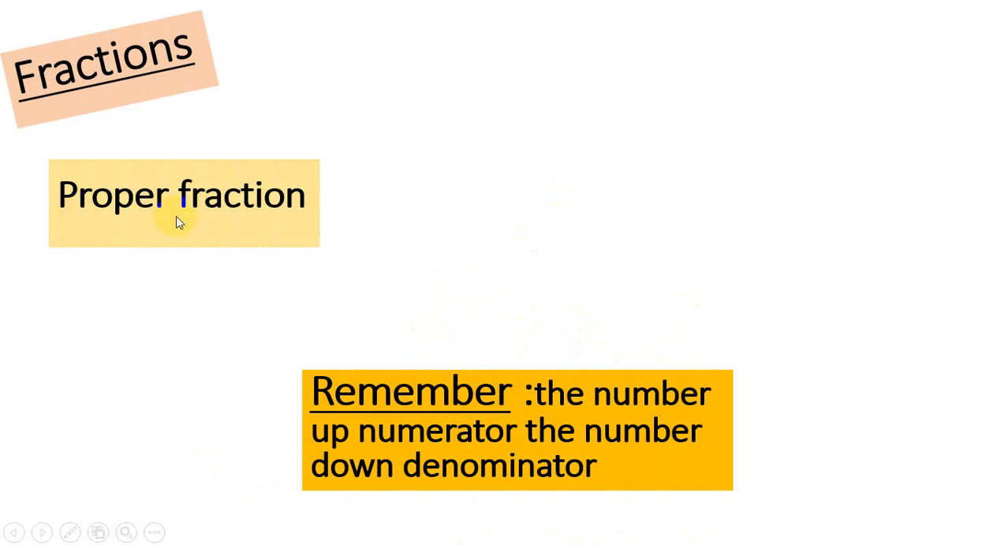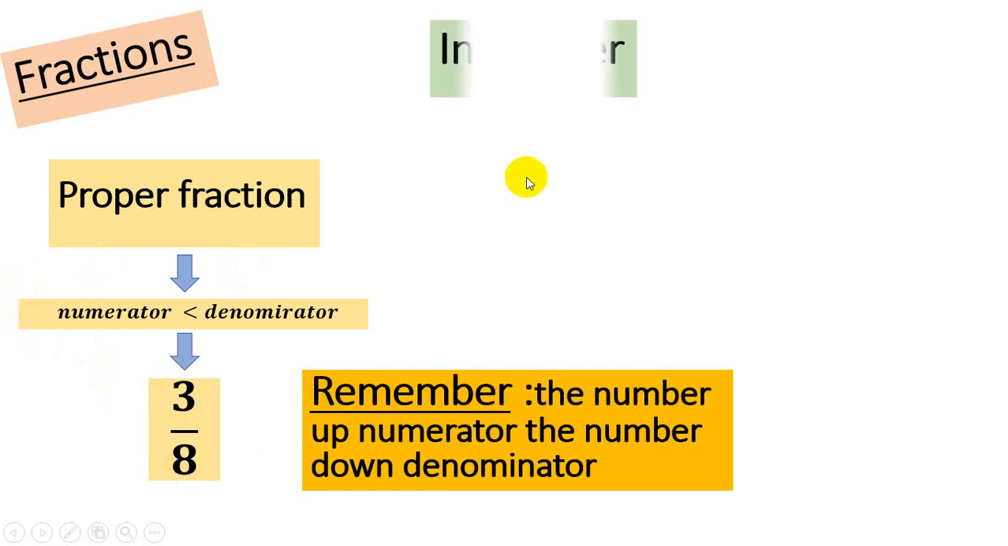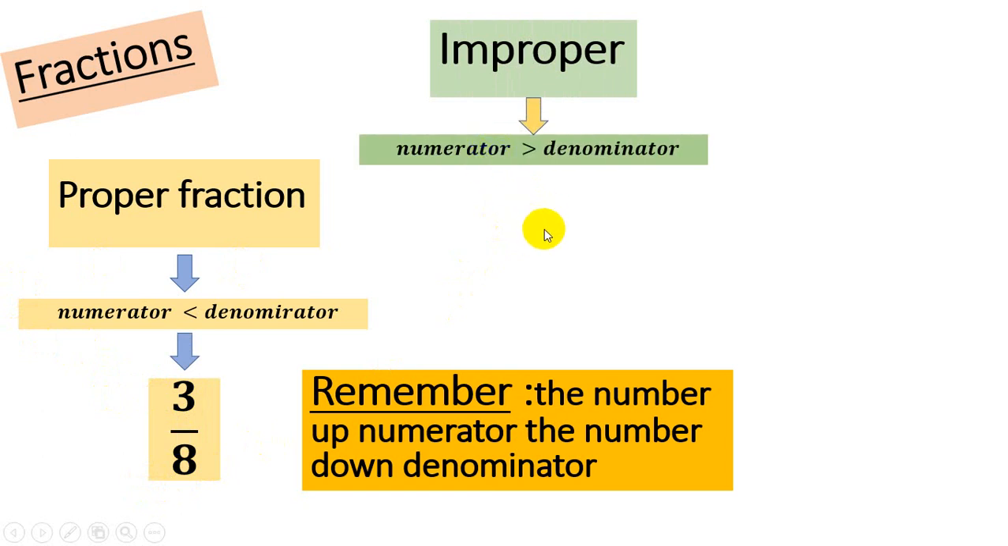First type, proper fraction, and proper fraction means the numerator smaller than the denominator, like 3 over 8. 3 is the numerator and 8 is the denominator. And improper fraction means the numerator greater than the denominator. Then I have 10 over 8.